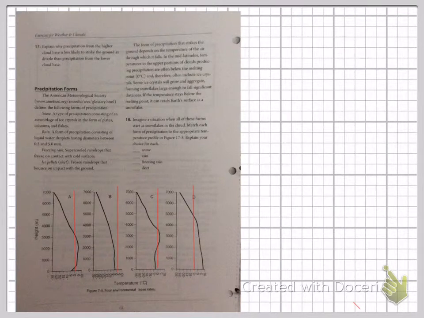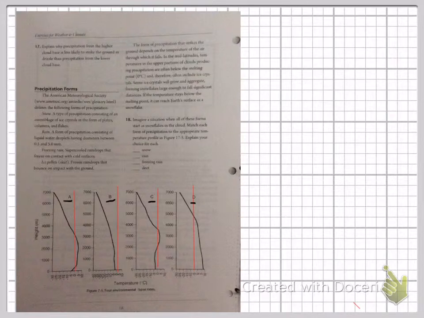All right, so question 18. Imagine a station where all of these forms start as snowflakes in the cloud, and then mark each form of precipitation to appear based on the temperature profile. Explain your choice for each example. So question 18, there's two parts. One is to label whether you think that the profile in A, B, C, or D is either snow, rain, freezing rain, or sleet, and then explain why you selected that one. So a little sentence next to it that explains it.